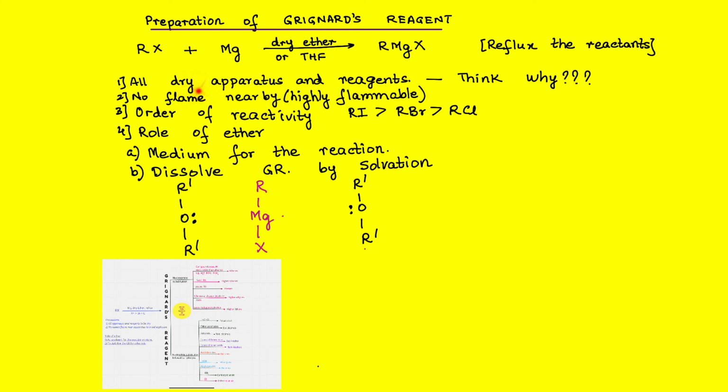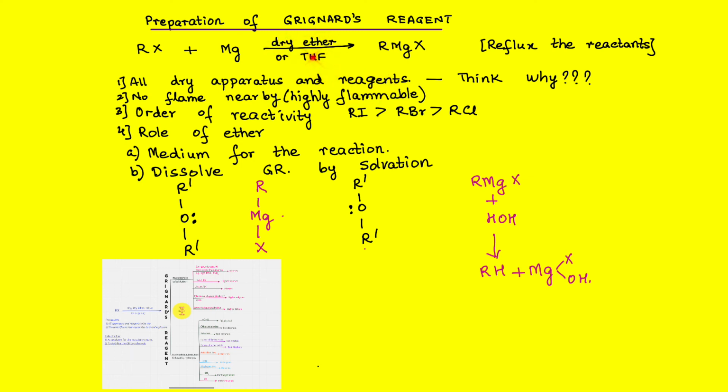Can you think why? Go back and try to recall your learning about Grignard's reagent, about their behavior. Yes, very correct, because Grignard's reagent reacts with water to give us alkanes, and we don't want that, right? No, we want our Grignard's reagent to be available to react with other substances as well. So we ensure that all the apparatus and reagents are dry.